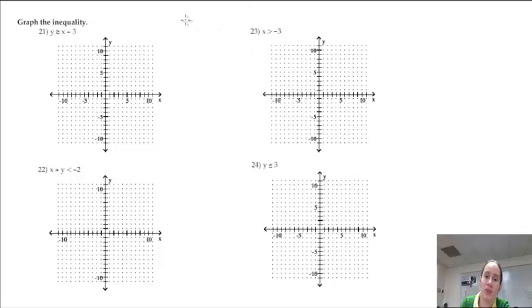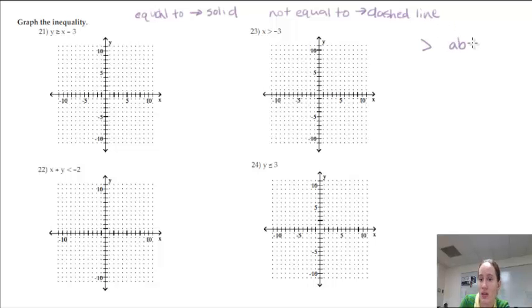Graph the inequalities. So there's two things we have to remember for this. If there is a line underneath, which means that we have an equal to situation, then that means we need a solid line. But if it's not equal to, so there's not a line underneath the inequality, then it's a dashed line. If we have two variables and we have a greater than or equal to situation, we shade above. If it's less than, we shade below.